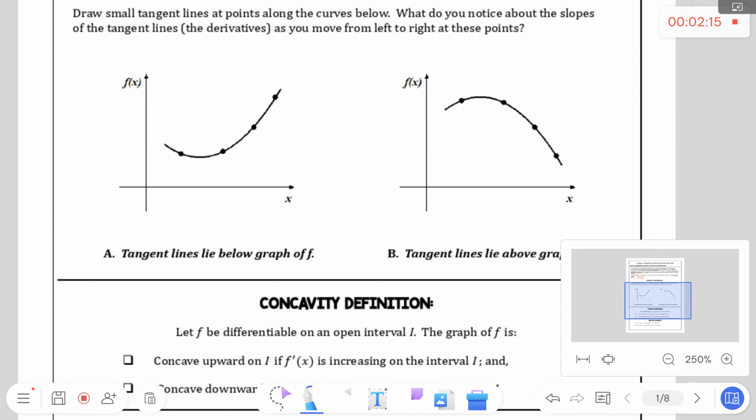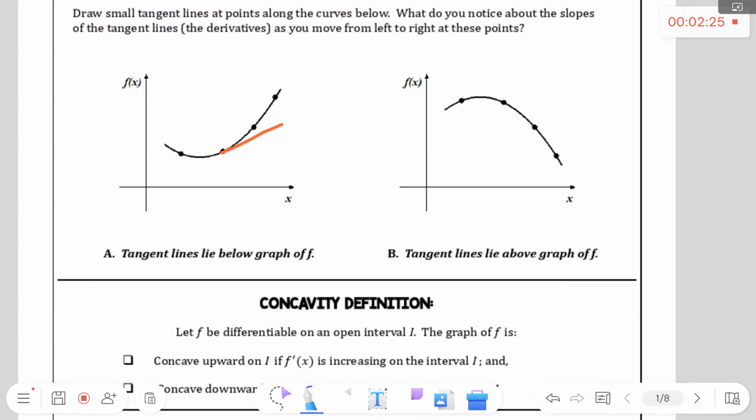This graph on the left, is that concave up or concave down? Concave up. Any tangent line you draw on a concave up graph will always be under the line. With this tangent point right here, the tangent line is always beneath it. What about concave down? The tangent line is always above it. I don't care where you draw your tangent line, it'll always be above it.